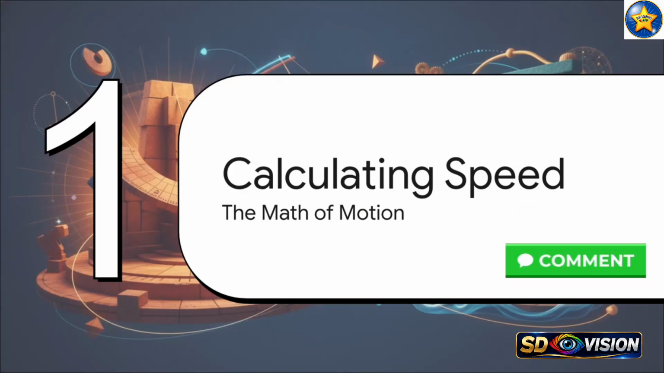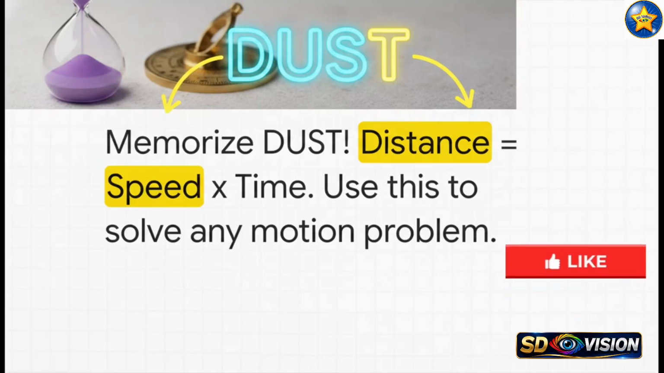All right, on to Section 3, calculating speed using DUST, the math of motion. Because once we could finally measure time accurately, we could finally figure out exactly how fast things were actually moving. So if you've ever gotten tangled up trying to calculate speed, distance, or time, I've got a cheat code for you from our sources. Just memorize the word DUST, D-U-S-T.